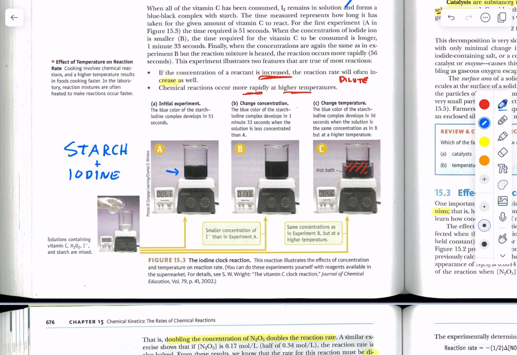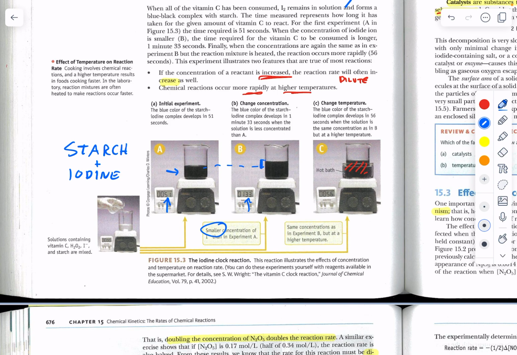Now, in these pictures, they change some variables. The first thing that they do from picture A to picture B is they do the same chemical reaction, but this time they dilute, they add some water. And when they add the water, instead of the reaction taking 51 seconds, it now takes about a minute and a half. It slows it down. You don't have as many collisions when you don't have the same concentration. Notice that the level of the liquid is higher because of the additional water.